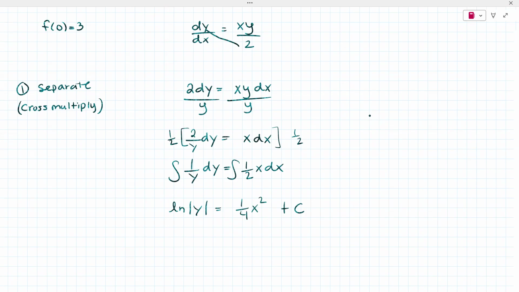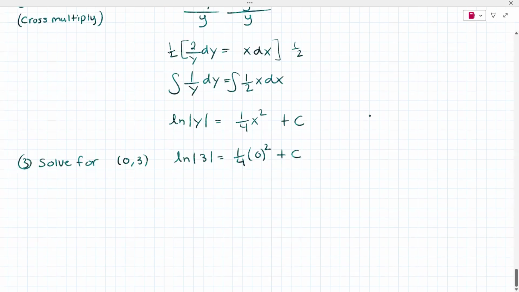Now step 2, step 3 is solve for c with the initial condition of (0, 3). So go ahead and plug in your x and y. So it's going to be ln of absolute value of y, which is 3, and then 1/4 times my x, which is 0 squared, plus c. So ln of absolute value 3 is ln of 3. 1/4 times 0 squared is 0, plus c, so that's c.